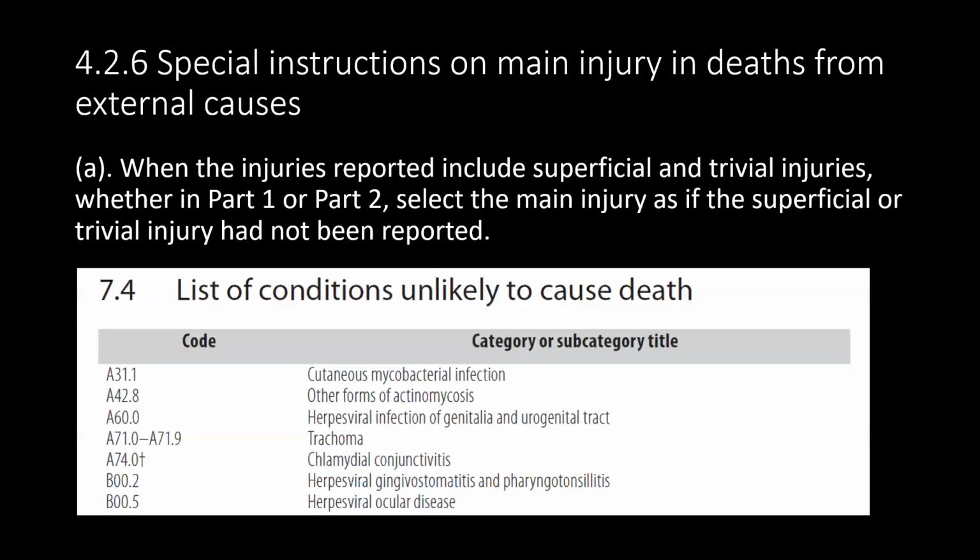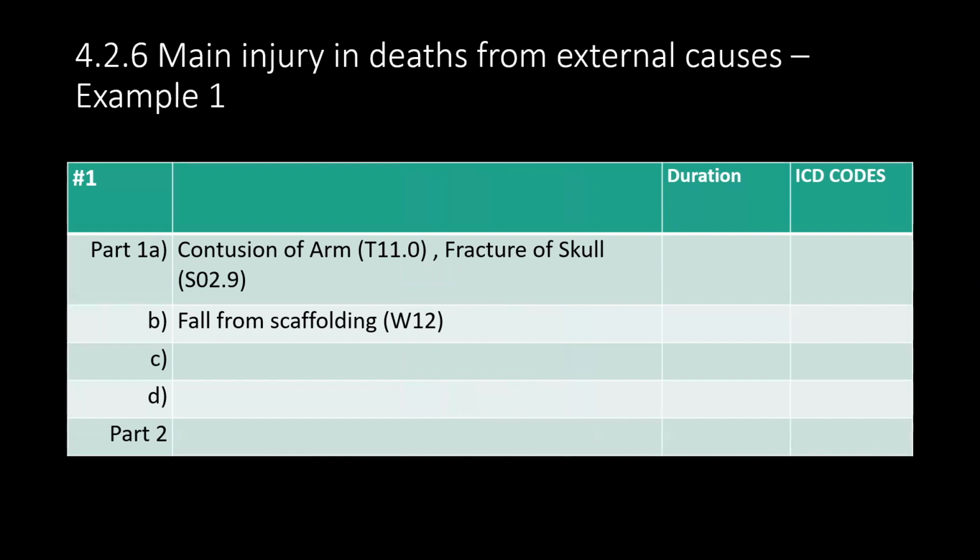ICD-10 2016 Volume 2, Annexure 7.4 provides a list of conditions unlikely to cause death. So those are the trivial conditions unlikely to cause death. Coders can refer to Annexure 7.4 to know about trivial conditions. Let's go through an example. This is the first example under 4.2.6, section A.